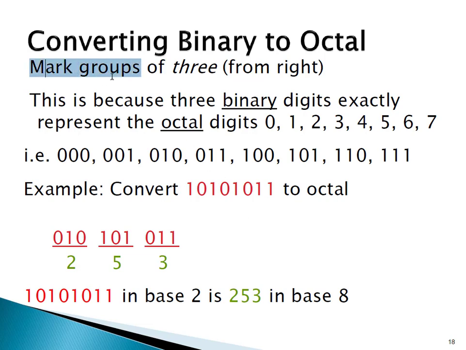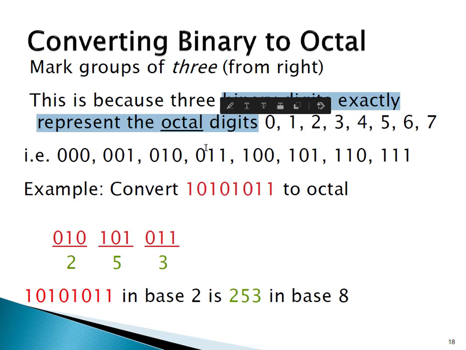So the idea is to mark groups of 3 because 2 to the power of 3 gives you 8. So that's why we'll be marking in groups of 3. If we're moving from binary to hexadecimal, we would mark in groups of 4 because 2 to the power of 4 gives you 16. Okay, from the right.